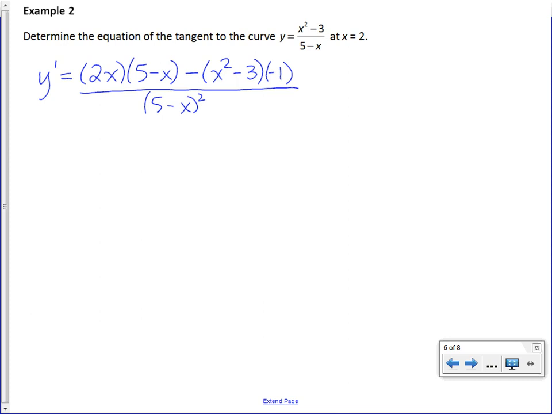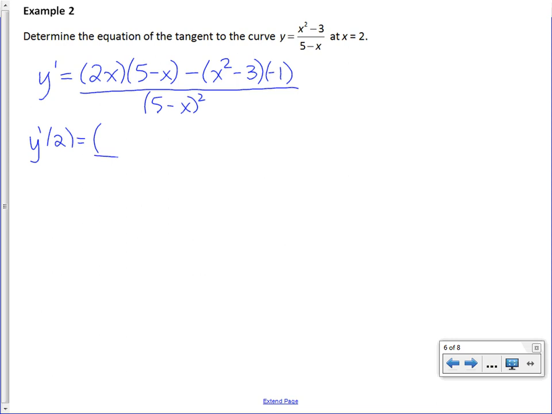I don't have to simplify because the question wasn't find the derivative. It was find the equation of the tangent at 2. Now that I have a derivative, what do I need to get out of this? I need the slope at 2. So I need y prime at 2.